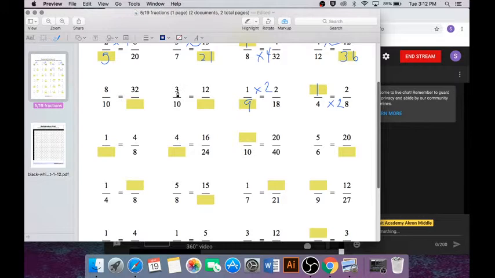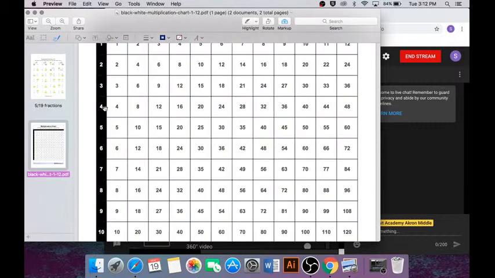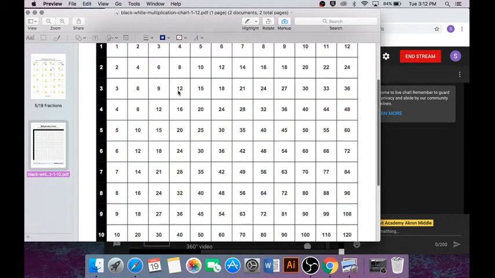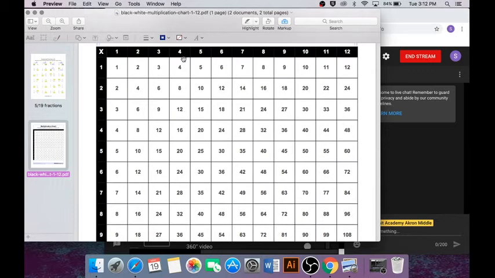Our next problem, we have 3 and 12. So we're going to look at our 3 times table to find 12. And in our 3 times table, 12 is right here. So 3 times 4 is 12.